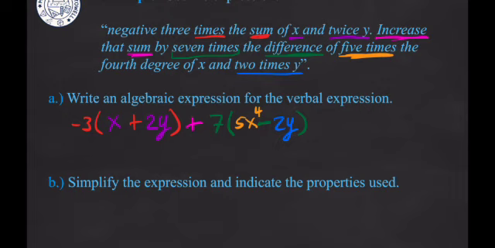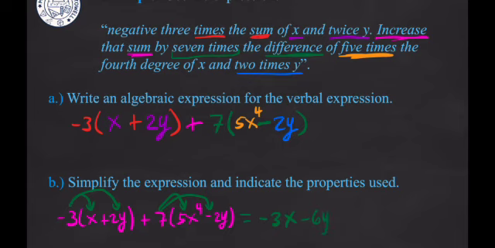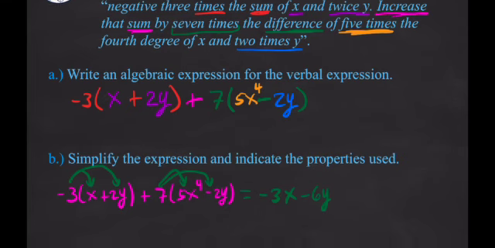So what we are going to do is we are going to do the distributive property. I'm going to just rewrite it real quick so that we have it down here. Plus 7 times 5x to the 4th minus 2y. We're going to distribute this into the parenthesis, distribute this one. And this will give us, okay, negative 3 times x is a negative 3x. Negative 3 times 2y is going to be a negative 6y, right? Negative 3 times 2 is negative 6.